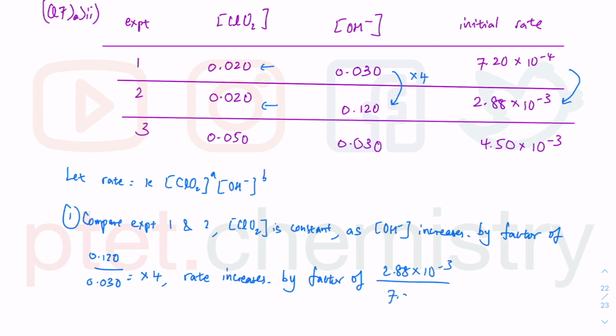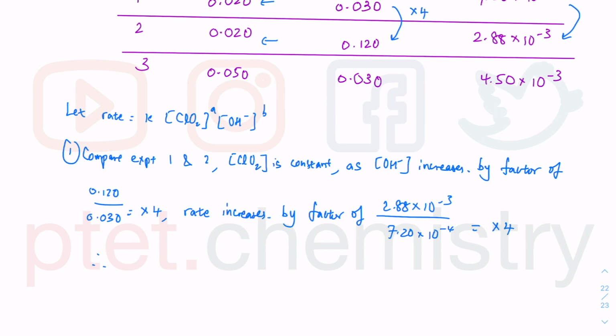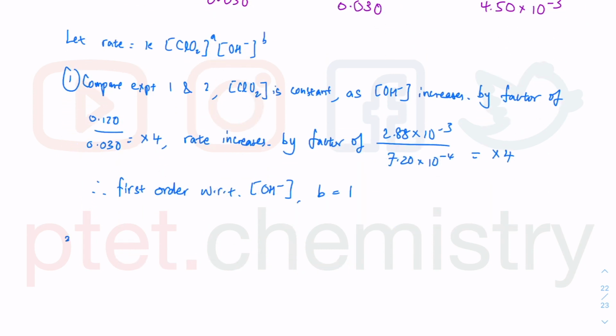This is just how you would explain it in terms of calculation. I get exactly 4 as well. So when I increase concentration by 4, I get the rate increasing by 4. So therefore, first order with respect to whatever is changing, and that is OH minus. So meaning to say B is equal to 1 because B is the order with respect to OH minus. Now compare the other ones.